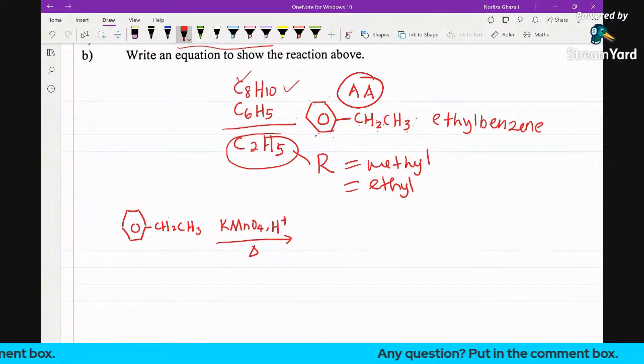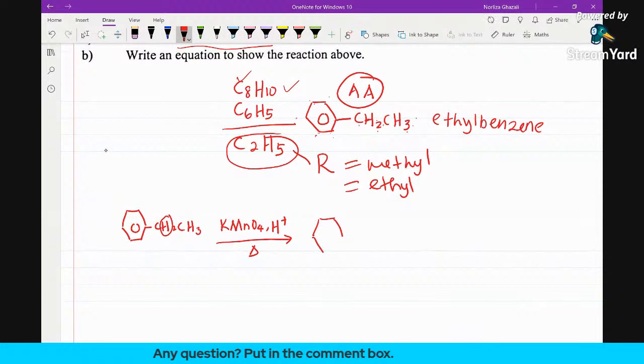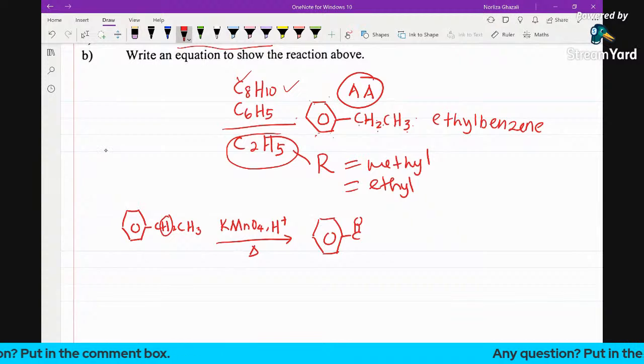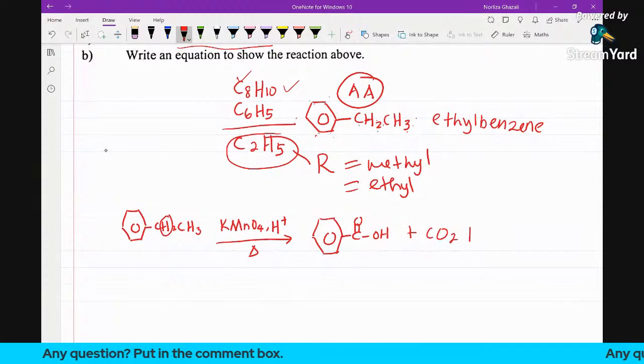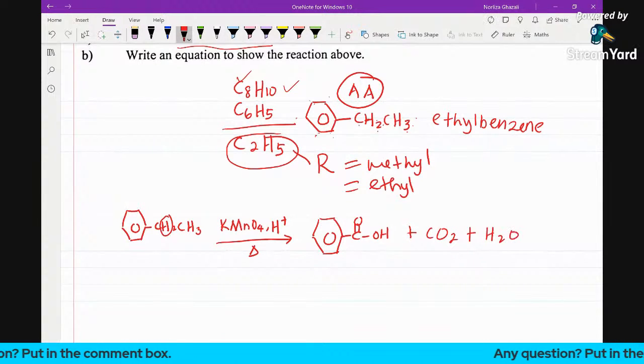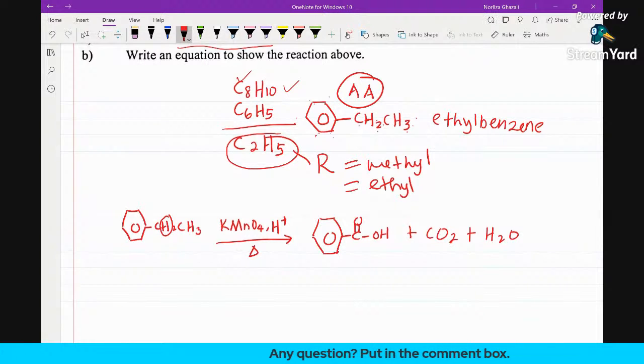So we have benzylic hydrogen here. So this part changes to C double bond OH. And ada lagi satu carbon ni, CH3 ni, maksudnya dia ada campuran carbon dioxide and water. So done.